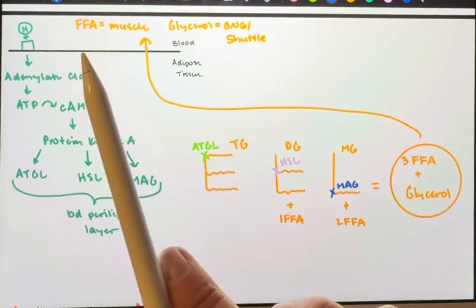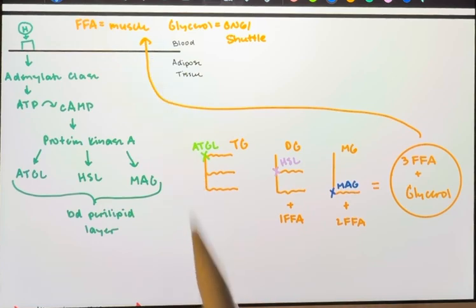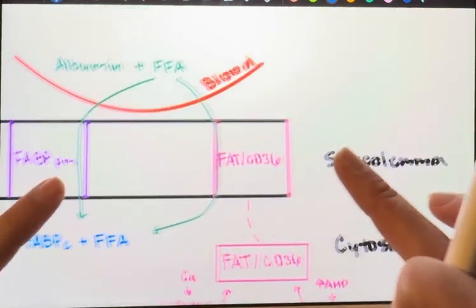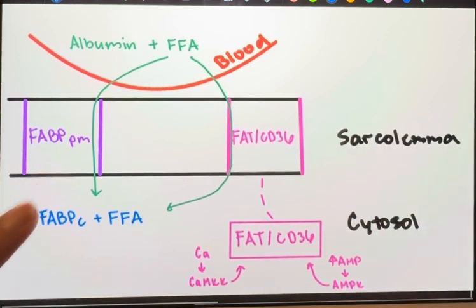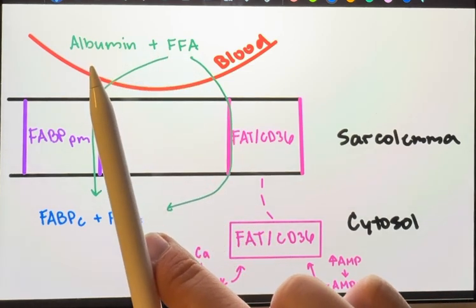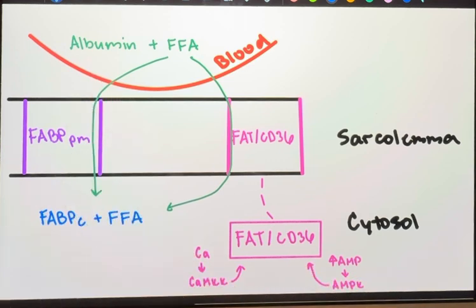The free fatty acid then is going to go to the muscle, and that takes us to transport and cellular uptake, which is the second step of lipolysis. The goal of this is to move the free fatty acid in the blood to the muscle and then into the muscle. And so when this free fatty acid enters the blood, it is bound to albumin, which is a blood protein that is produced by the liver, and it basically acts as a chaperone for the free fatty acid in the blood.